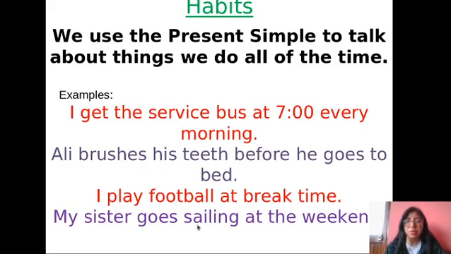My sister goes sailing, okay? That is the same. That is the subject, and the verb, that is the complement, okay? In this case, that is the same. My sister is third singular person. Esto también es tercera persona del singular. Okay, goes. For this reason, I use goes and not go. Okay, por esa razón utilizo goes. Because my sister is third singular person.